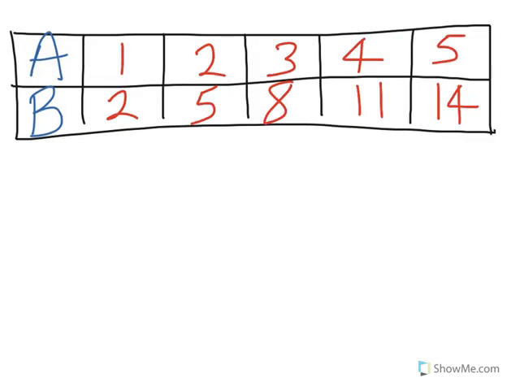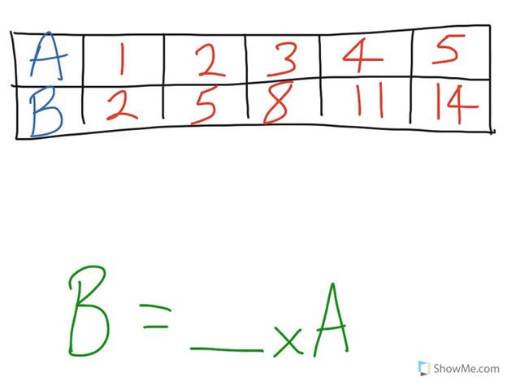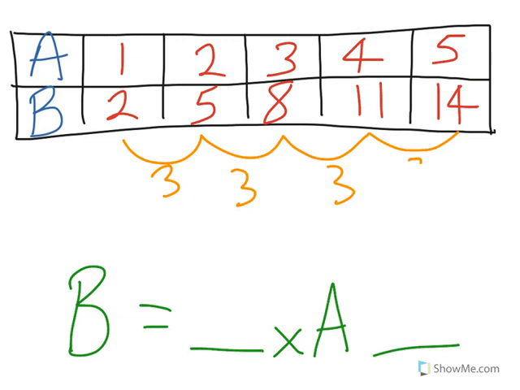Here is another table of values. Let's find the rule, starting with our basic template, b equals something times a, and a gap at the back in case we need to add or subtract something. Okay, let's have a look at the gaps. We can see that the gaps are the same each time, and they are equal to 3. So b equals 3 times a.